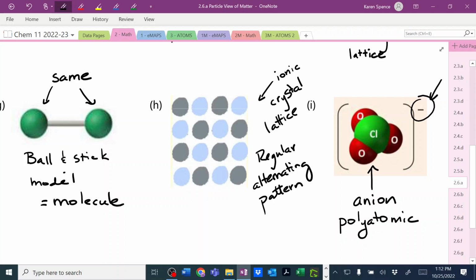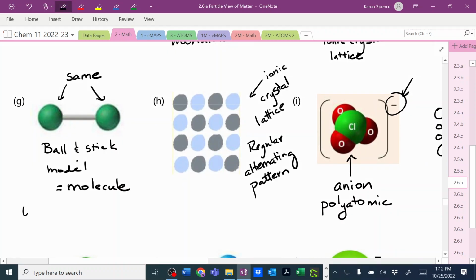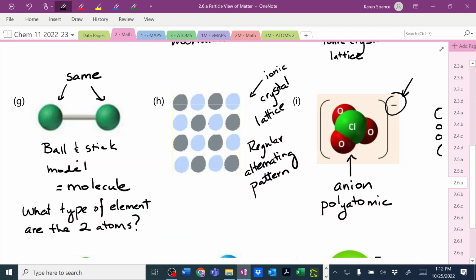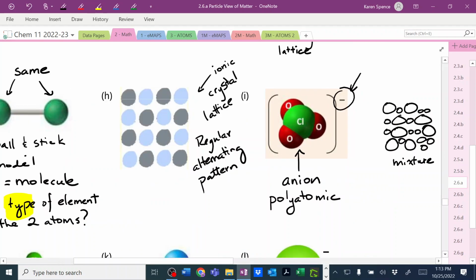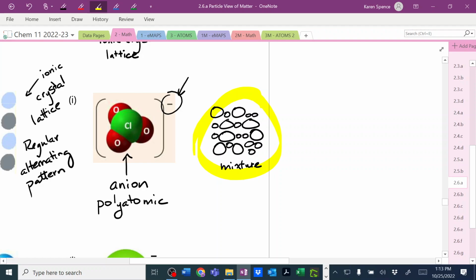If I asked you what type of element are those two atoms? Tell your partner what type of element are the two atoms? I just need the type, I don't need a specific atom. What type of elements? Bingo, they are nonmetals. How do you know they're nonmetals? Because if you have a covalent bond, they have to be nonmetals. Molecules are made of nonmetals. And if it was metals mixing, it would look more like that. Okay, that could be a mixture of metals.